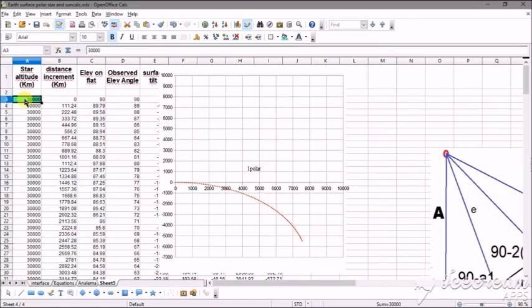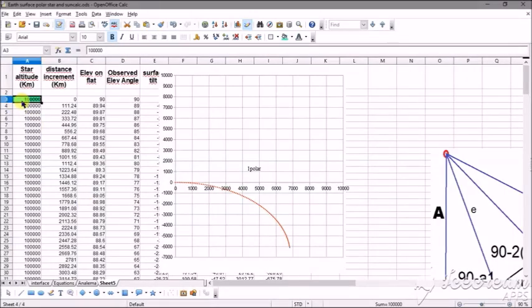Okay, let's try 100,000. So again, if a star that is 100,000 away from a surface that measured the elevation angle to be 90 degrees, and we moved 111.24 kilometer steps, the change of elevation angle will be 1 degree for each step. It looks like a ball, but it's not exactly a ball if the star is at this distance.